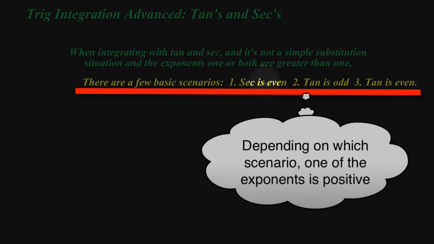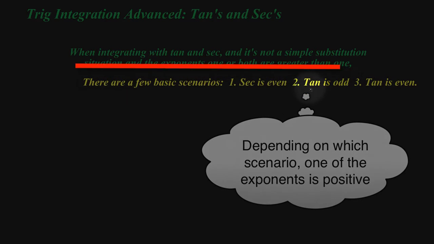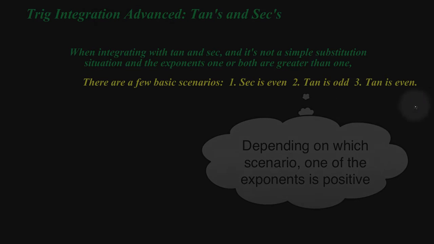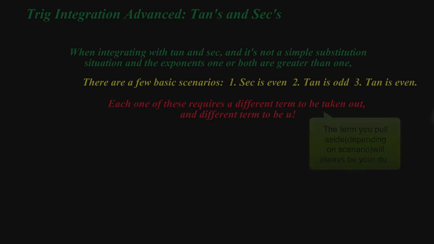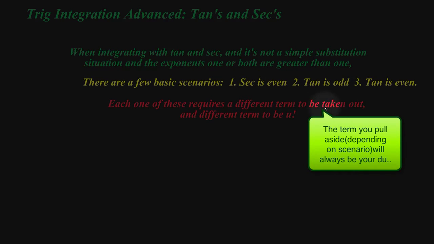Secant will be even and positive. Tangent will be odd and positive. Tangent will be even and positive. In all these scenarios, we have a different technique and a different term to be set aside. So we're going to set aside a du.